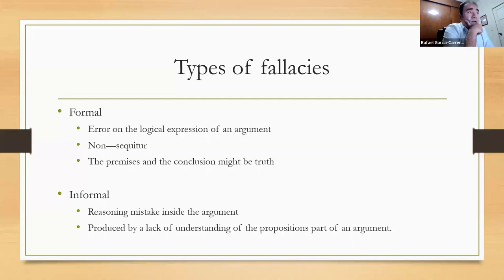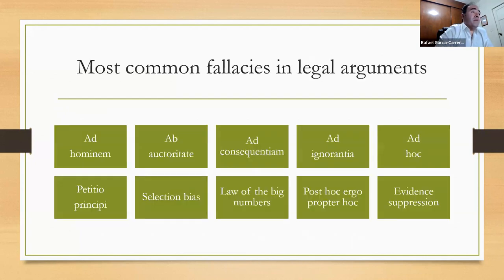The informal fallacy is a little bit more worrisome, because it means that there's a mistake of reasoning inside the argument itself. It's usually produced by a lack of understanding of the propositions that are part of an argument. So this means that we have an organic failure in the argument that is being presented to us. And by that, we have to try to understand exactly where the mistake is.